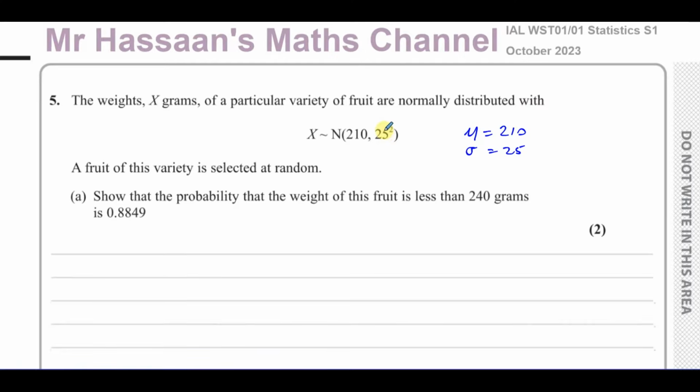You have to understand that. So the standard deviation is the square root of this, so it's 25. A fruit of this variety is selected at random. Show that the probability that the weight of this fruit is less than 240 grams is 0.8849.